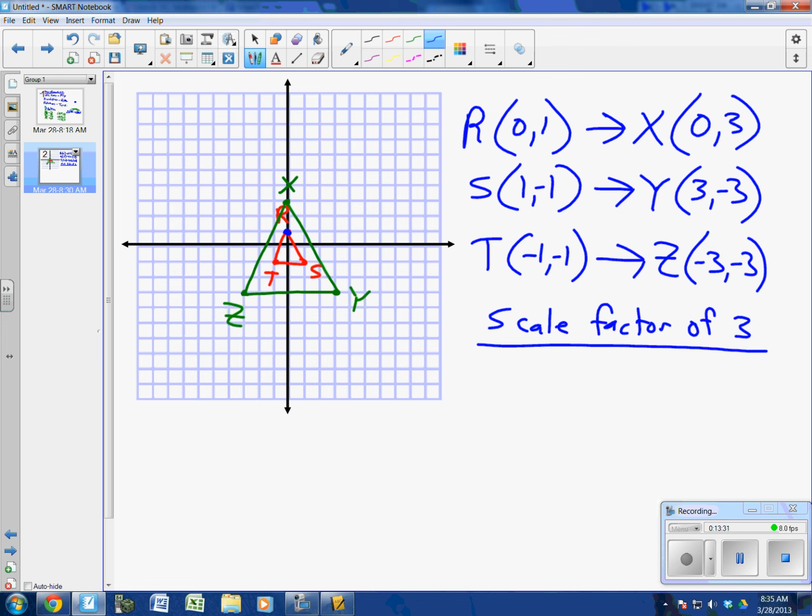No, you don't necessarily. I'd like you to. I wish they would have asked more questions on this. I wish they would have asked, what is the scale factor that takes it from one to the other, and what is the coordinate notation?